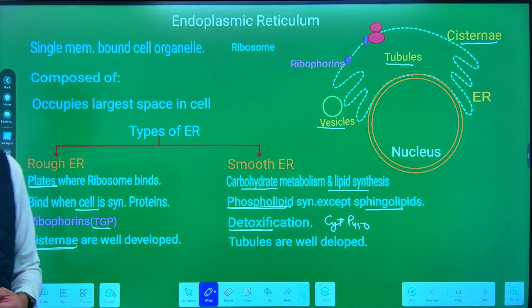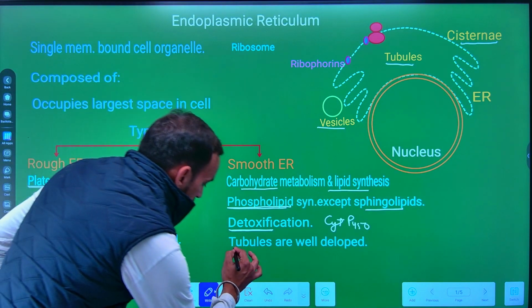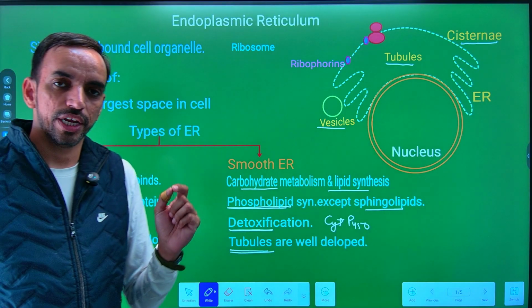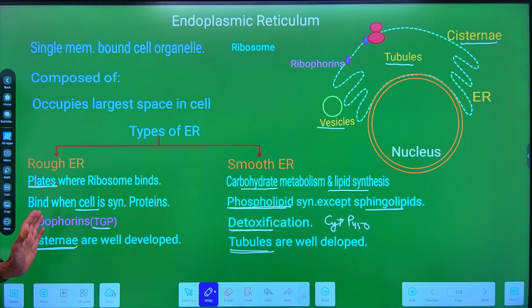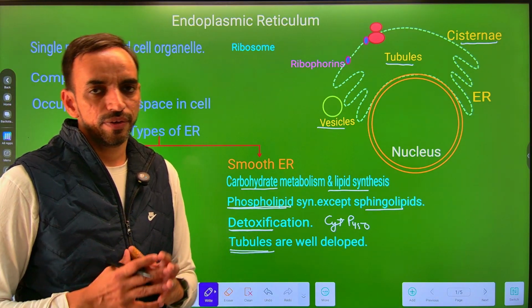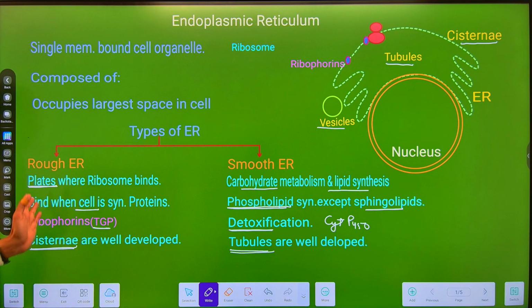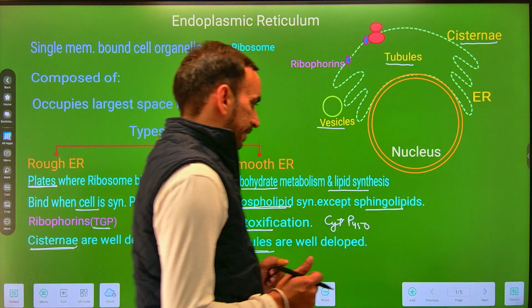In the case of the smooth endoplasmic reticulum, because it is mainly involved in the process of secretion, the tubules are well developed. जो rough endoplasmic reticulum है, the cisternae are well developed, while in the case of the smooth endoplasmic reticulum, the tubules are well developed. So these are some basic differences between the rough and the smooth endoplasmic reticulum. एक एक करके इन दोनों के बारे में बात करते हैं.